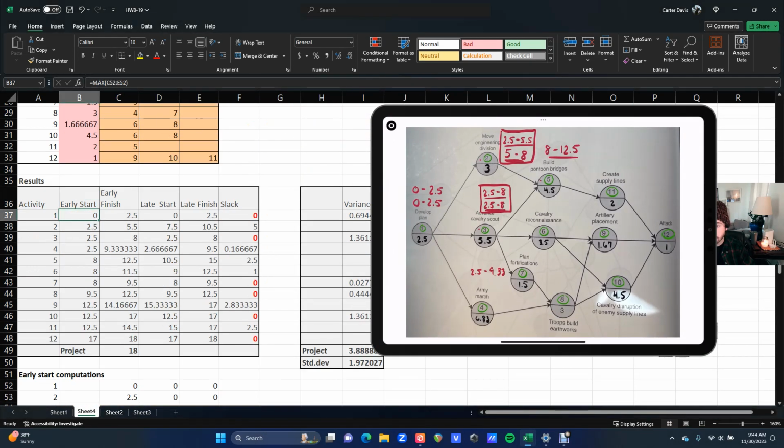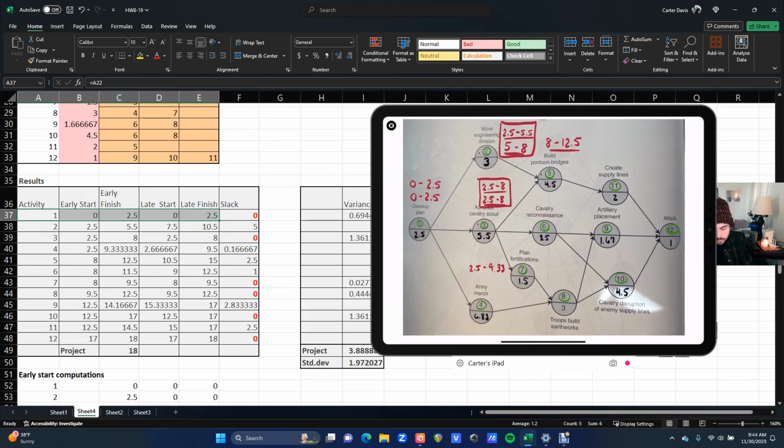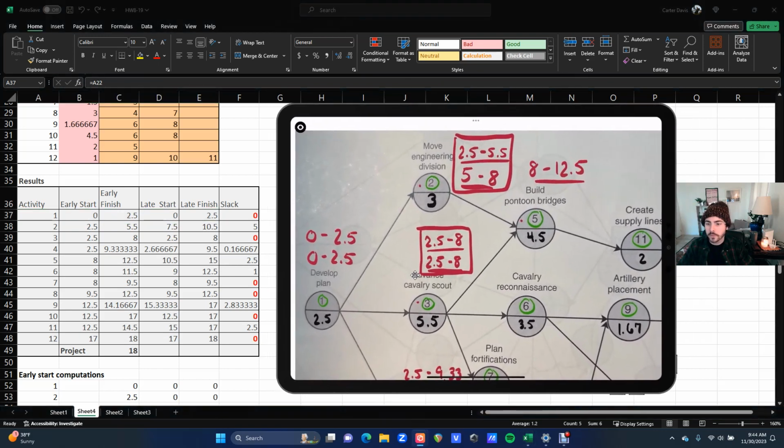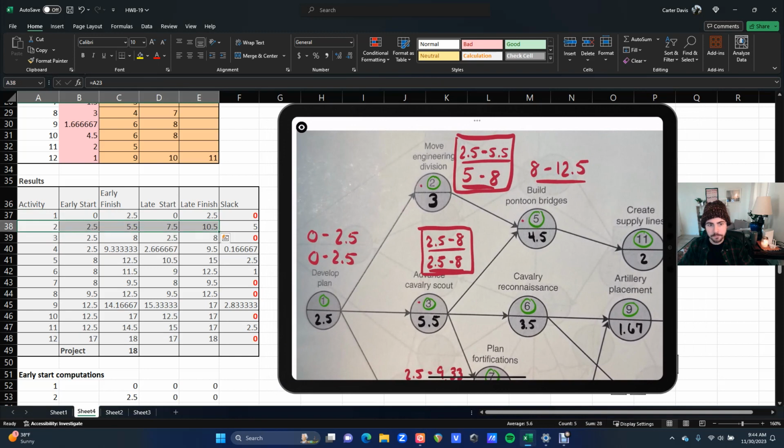So we can see activity 1, early start, early finish, late start, late finish. That's the 0, 2.5, 0, 2.5, right? Make this a little bit bigger. All right, and then activity 2, oh, look at that. I even had that wrong, I think. So 2.5 to 5.5. And then they had 7.5 to 10.5. So maybe there was an even... Now, how does that make sense? Oh, wait, no, that's activity 2. Yeah, activity 2. That's pretty interesting. So what did they say for 3? They said 2.5, 8, so we had that right.